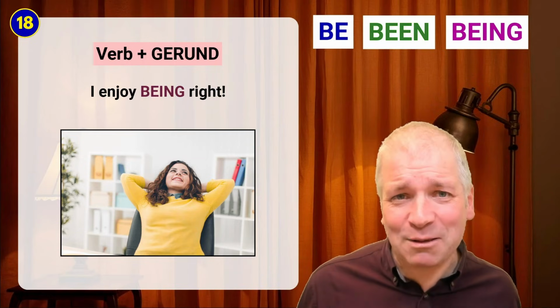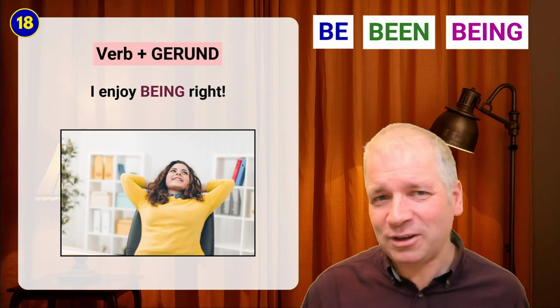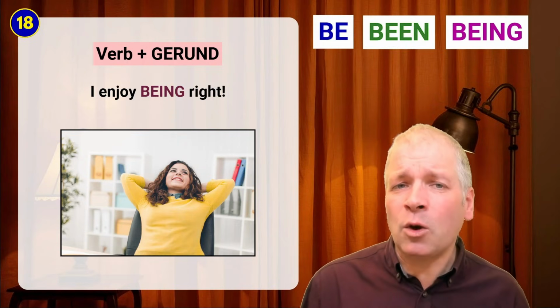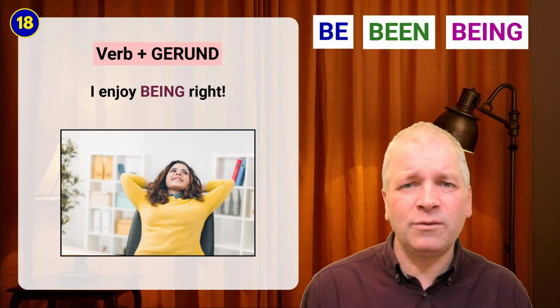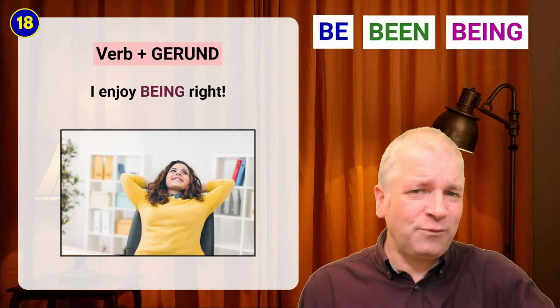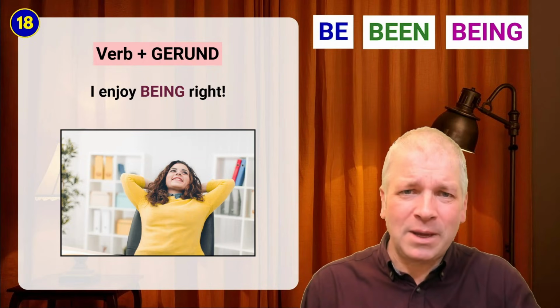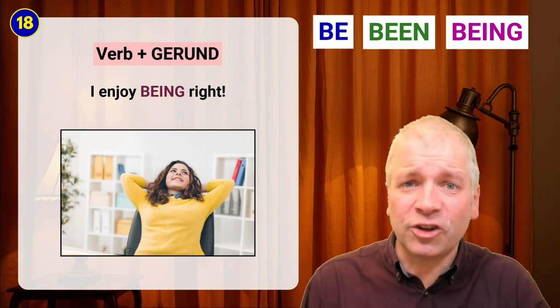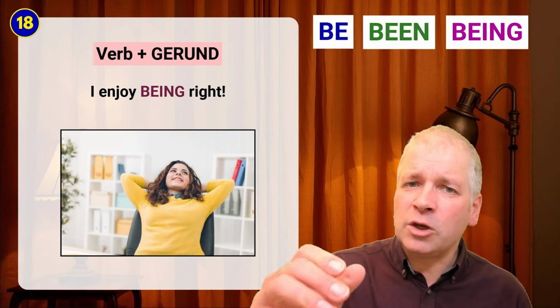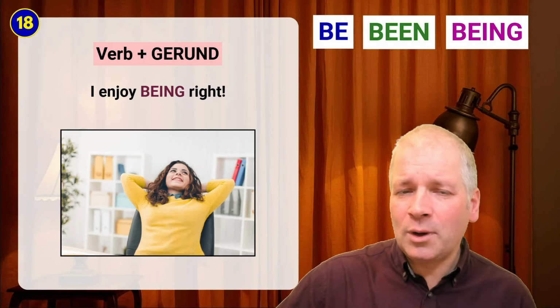Many feelings verbs are followed by a gerund if another verb comes after, but there's more than that. So you need to learn which verbs are followed by to plus infinitive, which verbs are followed by the gerund. If a verb is followed by to plus infinitive, and that needs to be the verb be, then use to be. I wanted to be. And if the verb is followed by the gerund, then use the ing form. I enjoy being.